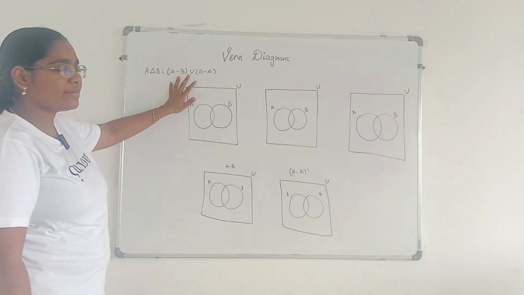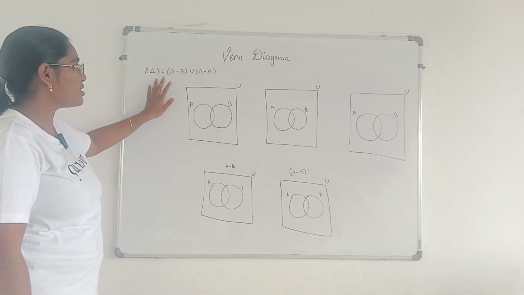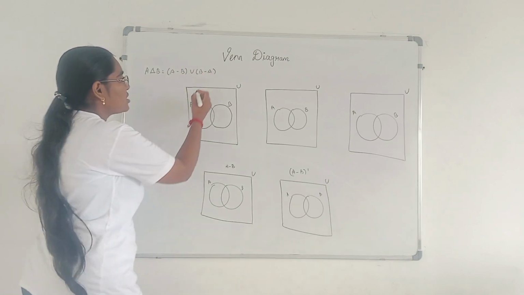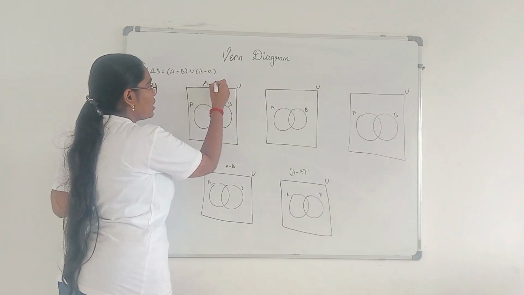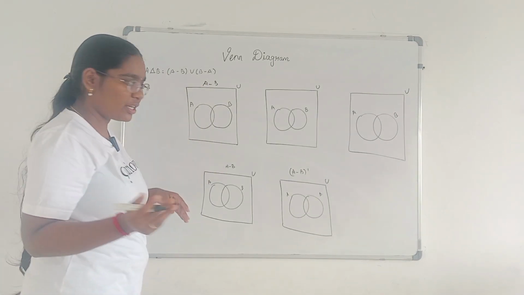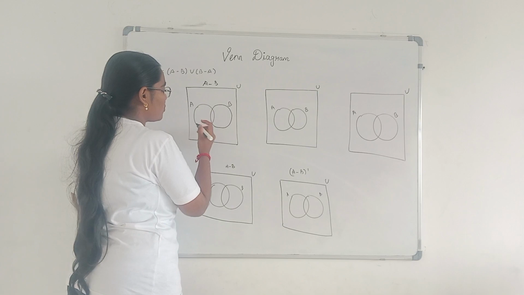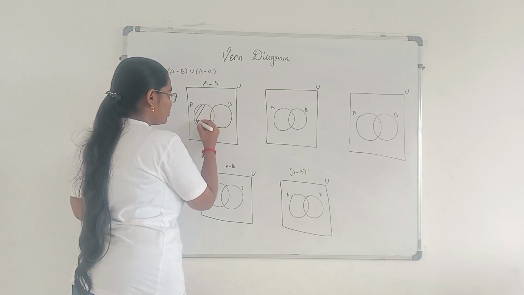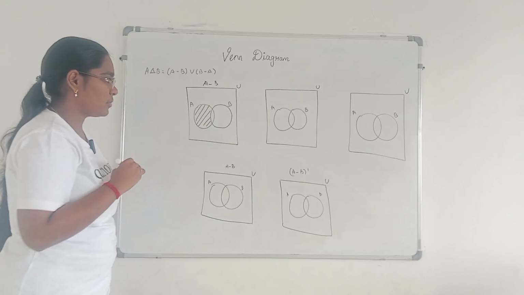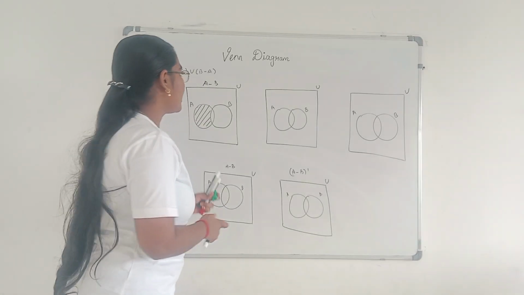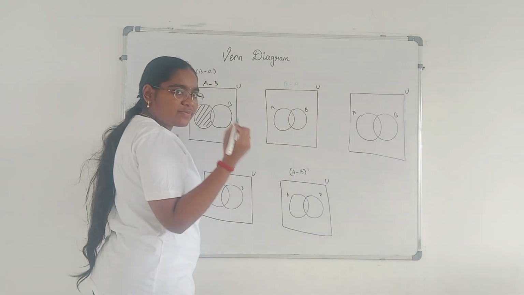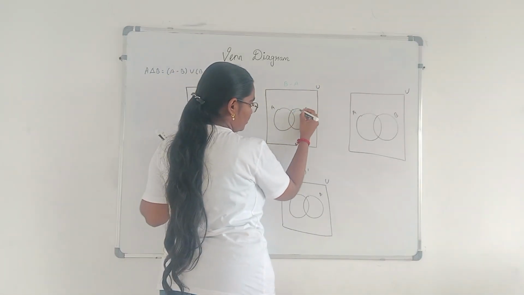We are going to find the symmetric difference. A symmetric difference B is equal to A difference B union B difference A. So, first here A difference B. A difference B means the elements which are in A but not in B. So, your focus is only on A. So, this part. Am I right? B difference A means your focus will be only on B.